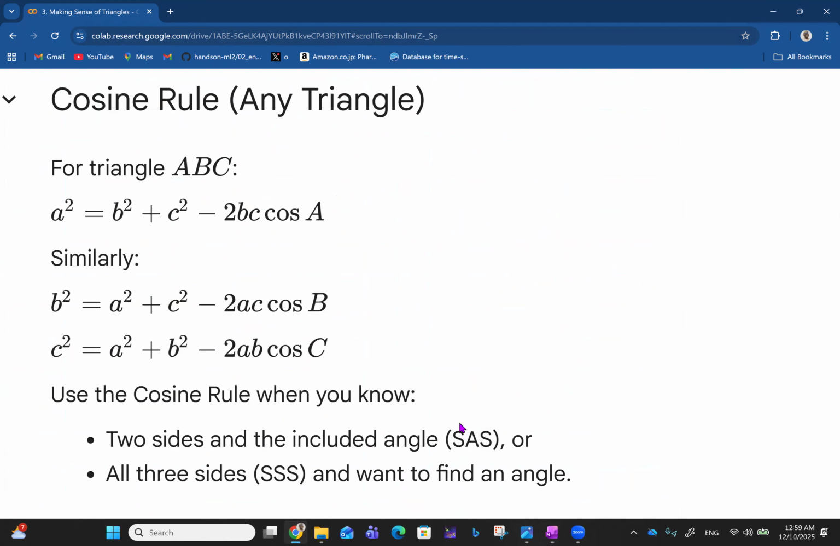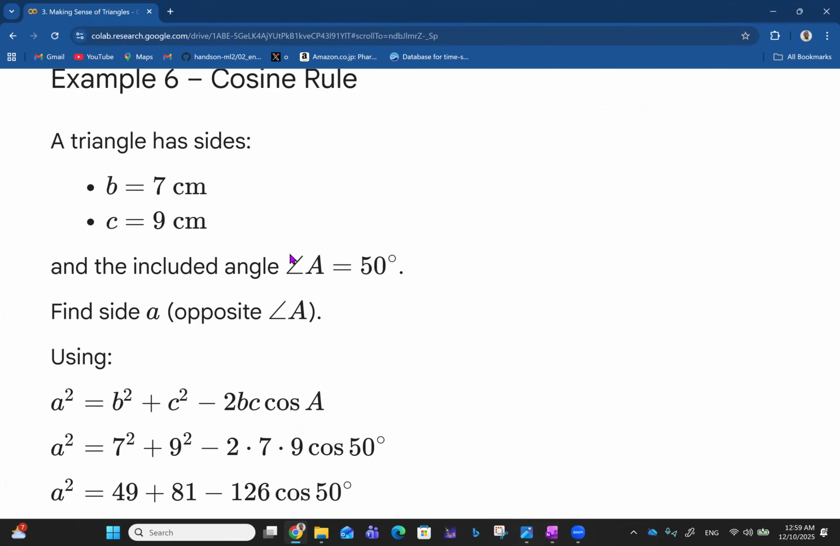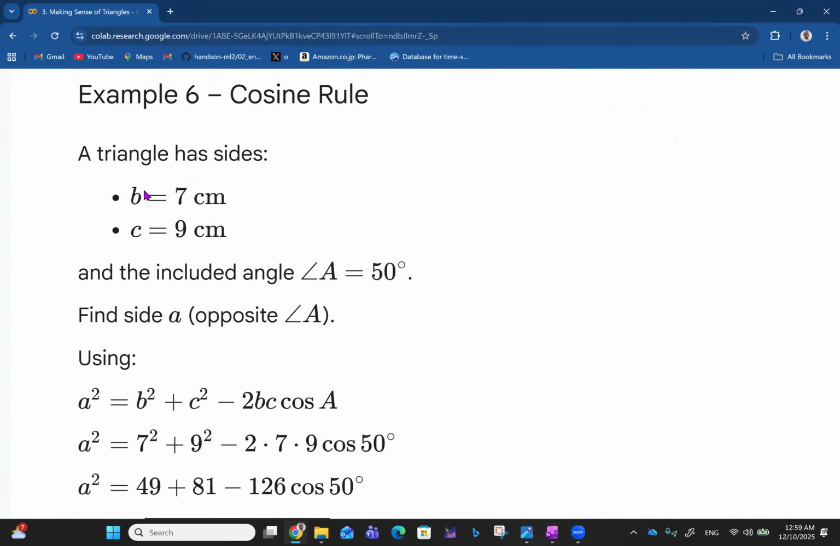So given two sides and included angle, or given three sides, use cosine rule. Any case that does not follow this, you can use sine rule. So I'm just going to follow the example here. For cosine rule, a triangle has side b 7 cm, side c 9 cm, and the included angle is angle A, 50 degrees. Find side a, that's opposite angle A.